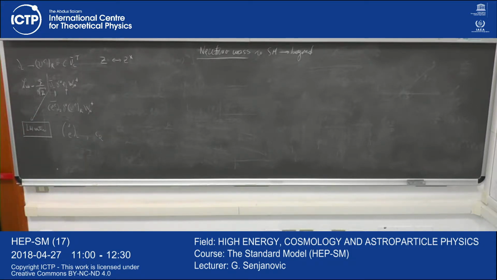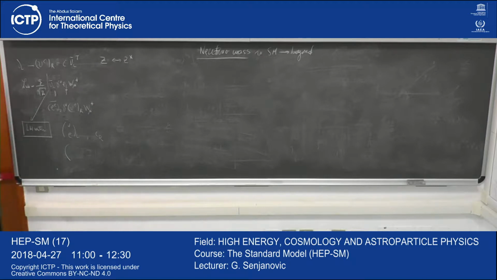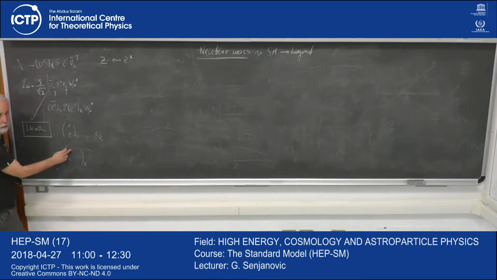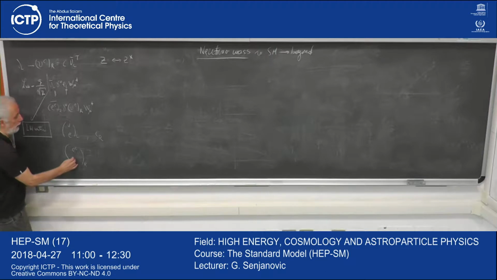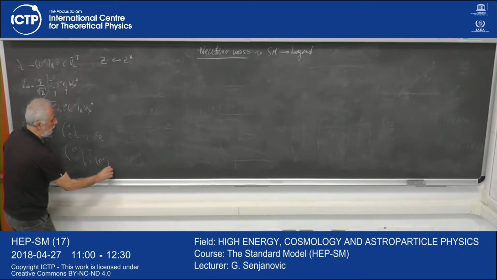Remember, again, this is a convention. I can always work with anti-fields. If I work with anti-fields, then I would reproduce this interaction. I could work with a right-handed doublet, but then I would have to put antiparticles, so it would be EC and nu C. And then here ECL would be a singlet.